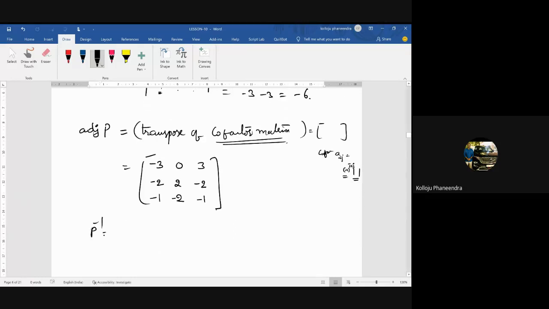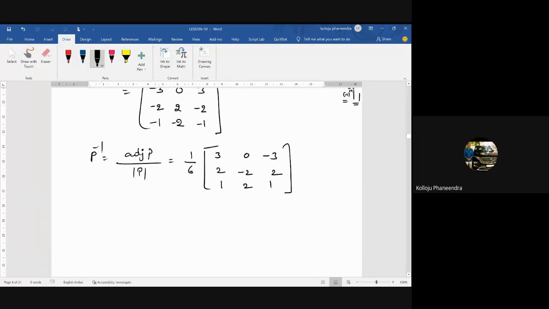What is P inverse now? Adjoint P by determinant P. What is determinant P? Minus 6. So 1 by 6, I'm writing, with this as 3, minus including x1, this is 2, minus 2, 2, 1 to 1. This is P inverse.